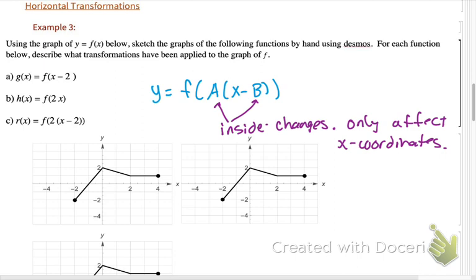Now, shortly we're going to be combining these two. I have one more example to do, but all horizontal and vertical transformations can be done at the same time. And if that's the case, then both your domain and your range would be affected. So let's look at the summary.